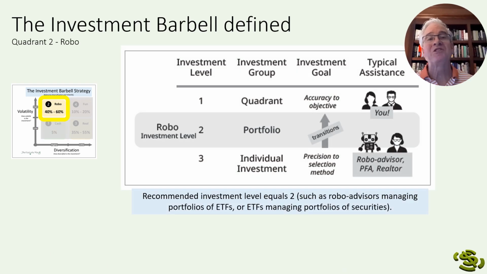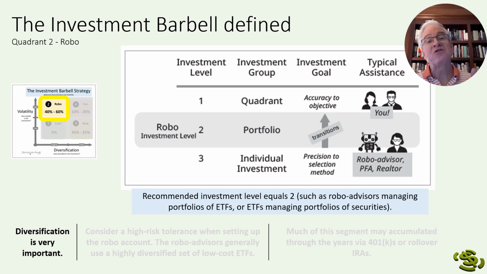Next, we will dig into the robo quadrant. This is the highly diversified and higher volatility quadrant. Diversification is very important to eliminate your chance of ruin and exposing you to risk, leading to higher long-term wealth. That's the volatility risk leading to higher long-term wealth.